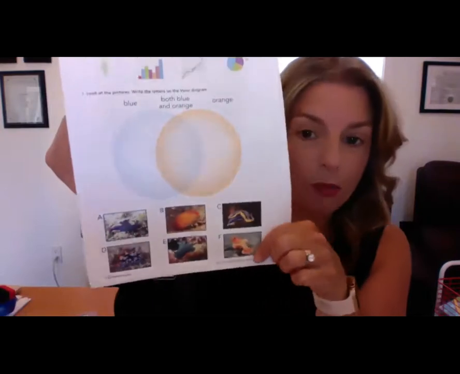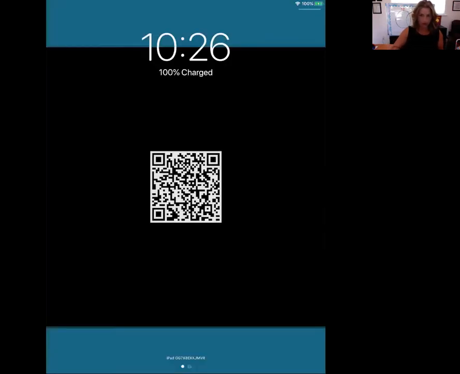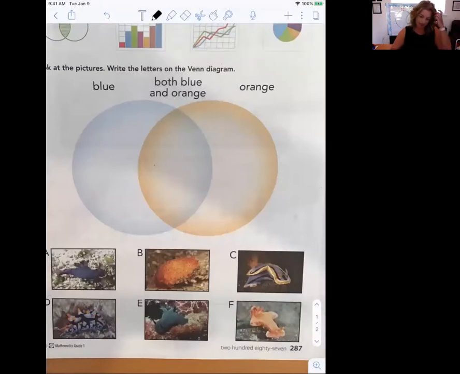So let's go ahead and take out your paper, page 287. We're going to do the front and the back together, okay? All right, so go ahead and take that out, and I'm going to share my screen with you. Get your paper and your pencil and eraser ready. And let's see here. Okay. All right, there's my screen.